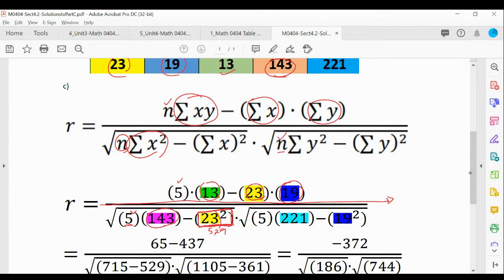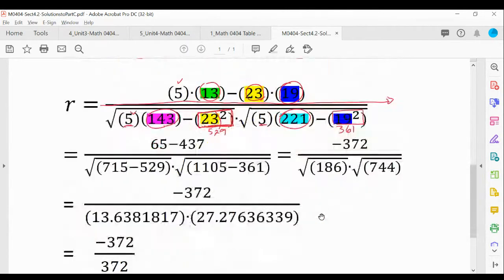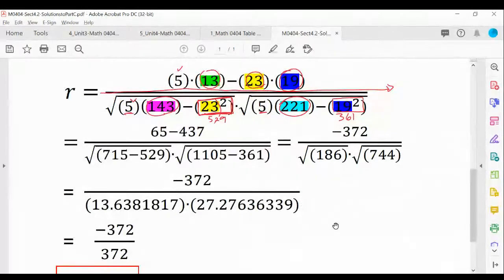We have n, that's 5. The sum of y squares, that's 221, that's in our table. And then the sum of the y squared, once you have the sum of y's, that's 19 squared. And so 19 squared is 361. So we can replace this with 361. All right, so let's do the order of operations once you did all the substitution.